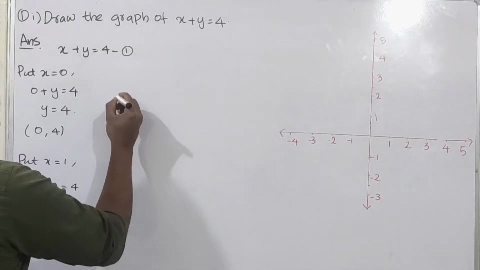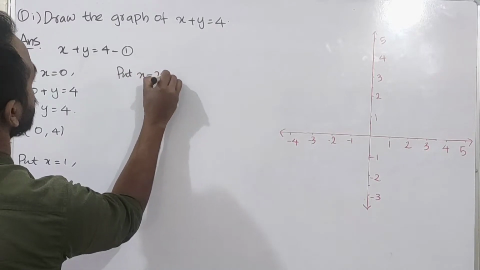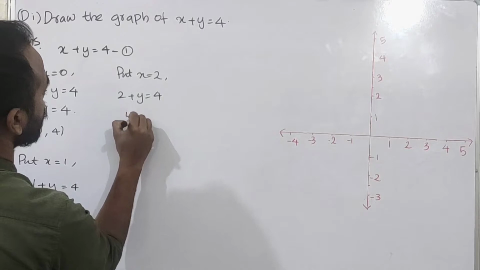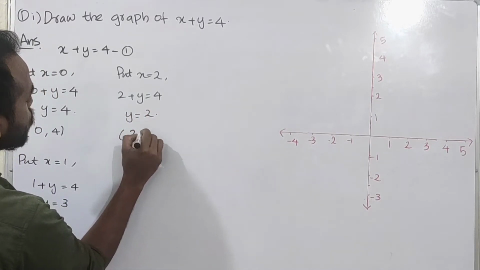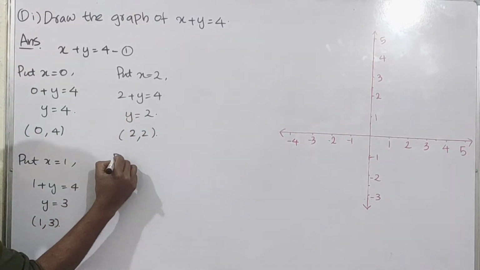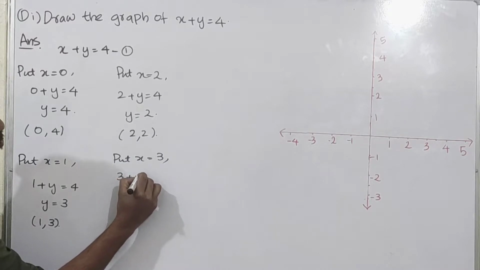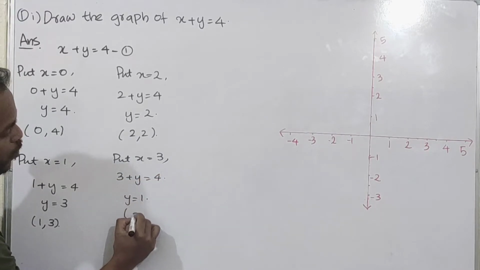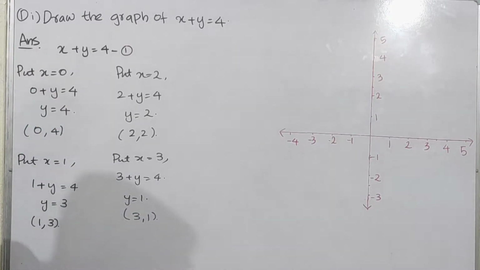Now we have to find two more values. Put x is equal to 2. Then 2 plus y is equal to 4, y is equal to 2. So we get the coordinates (2, 2). Then put x is equal to 3, then 3 plus y is equal to 4, y is equal to 1. We get the coordinates (3, 1). 4 values would be enough for us to draw the graph.